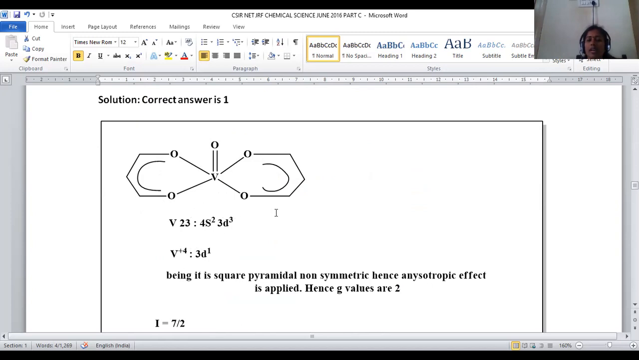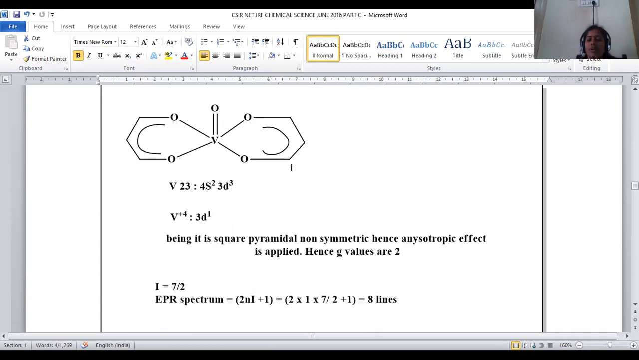So 4 electrons are removed, and it becomes a d1 system, 4s0 d1, because 4 electrons are removed from the outer shell. Now, for the d1 system, being square pyramidal, symmetry is absent in this, so it is attributed with 2 g values. So it is in an anisotropic manner.